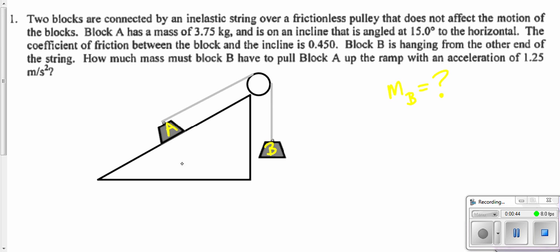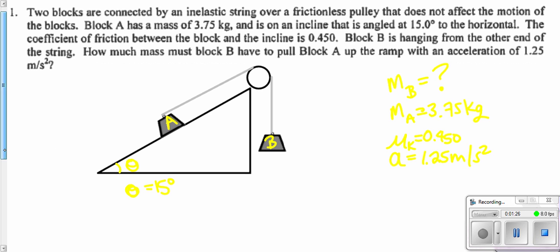Now, there's a couple things that we know. We know that this is an inclined ramp. You have to have this set up correctly first. Here's theta. Theta equals 15 degrees. We know the mass of block A is 3.75 kilograms. And we know that there is a coefficient of friction between block A and the ramp of 0.45. One more thing that we know that's very important, the acceleration is 1.25 meters per second squared. Okay, so let's set up some force diagrams and see what we can do here.